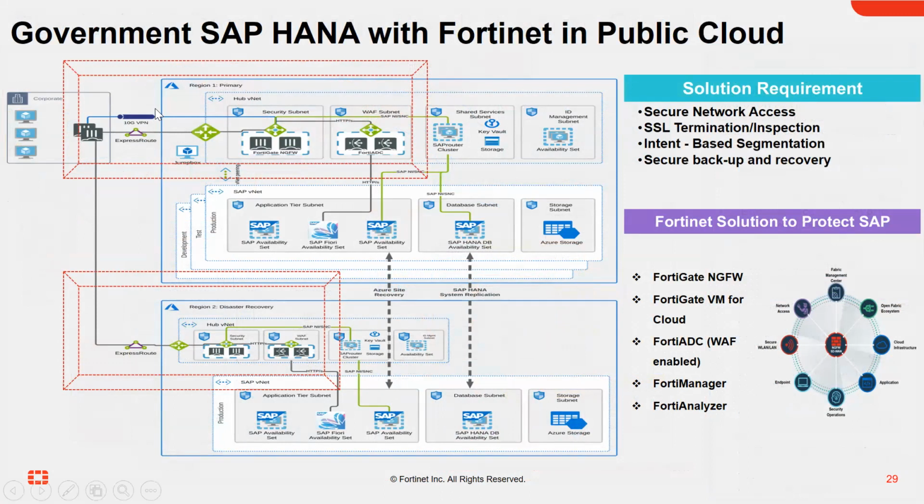Regarding the popular SAP HANA deployment in the public cloud, we also have a similar solution for it. First, it secures the network access, and we leverage FortiGate next generation firewall. After that, we leverage FortiADC with WAF features enabled. For all SAP deployments, a reverse proxy is compulsory. On top, we also have FortiManager and FortiAnalyzer as a one-stop management tool and reporting function here.